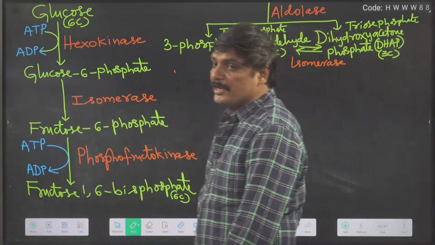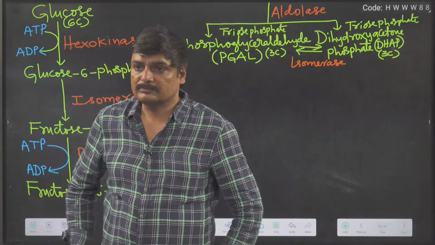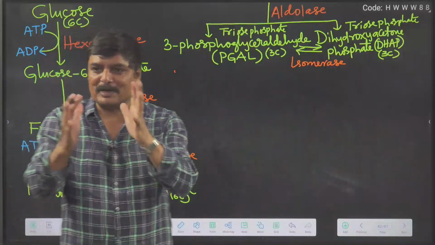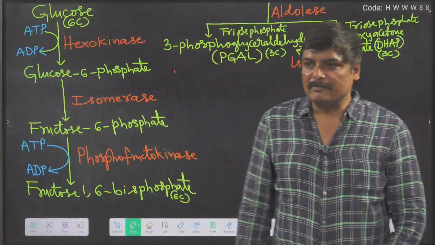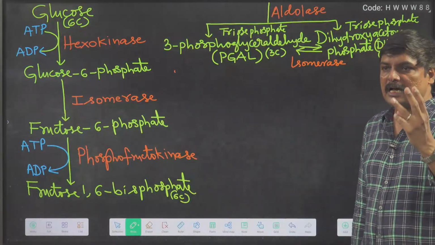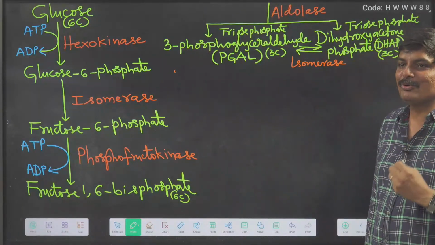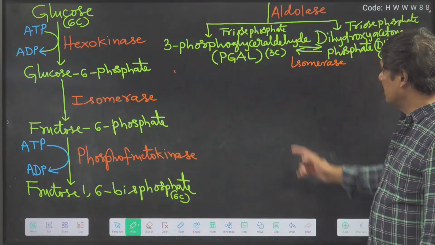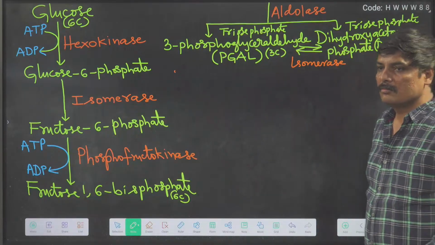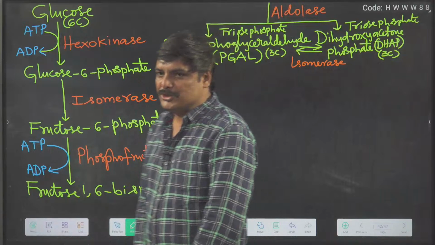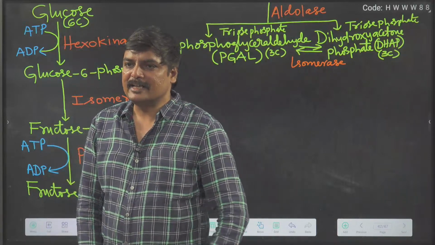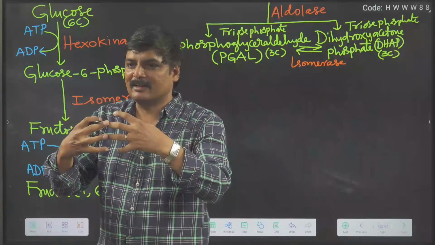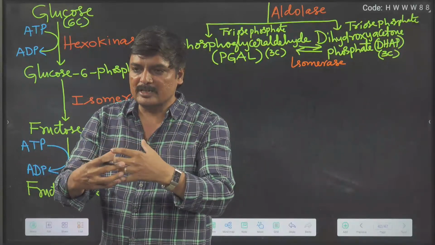This is another very, very important reaction. This reaction name is called cleavage or splitting. A 6 carbon molecule split into 2 3 carbon molecules. One PGAL, one DHAP. These two are isomers. Again, they are interconvertible.